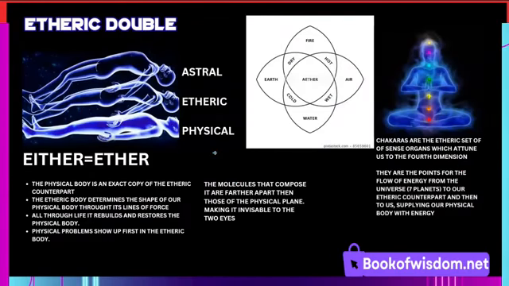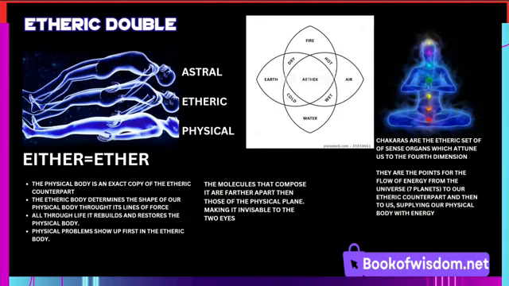So it's the ether. The ether is pure potential. Energy flows through the ether. It is pure energy, pure potential. Okay? The physical body is an exact copy of the etheric counterpart body. So every physical object has an etheric energy double. It's like a blueprint of that object. Every single object has an energy double, and that's the etheric double.